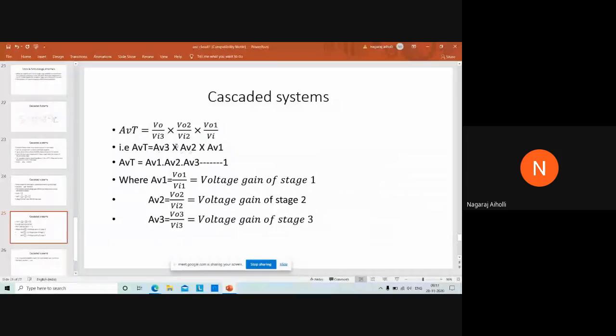Therefore, the overall voltage gain will be AV3, that is the gain of the third stage. V02 upon Vi2 is the gain of the second stage. V01 upon Vi1 is the gain of the first stage. What is the total gain then?